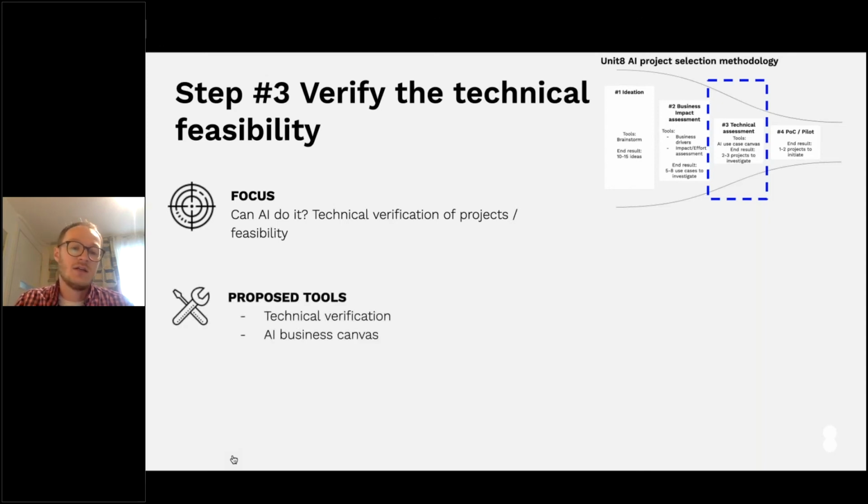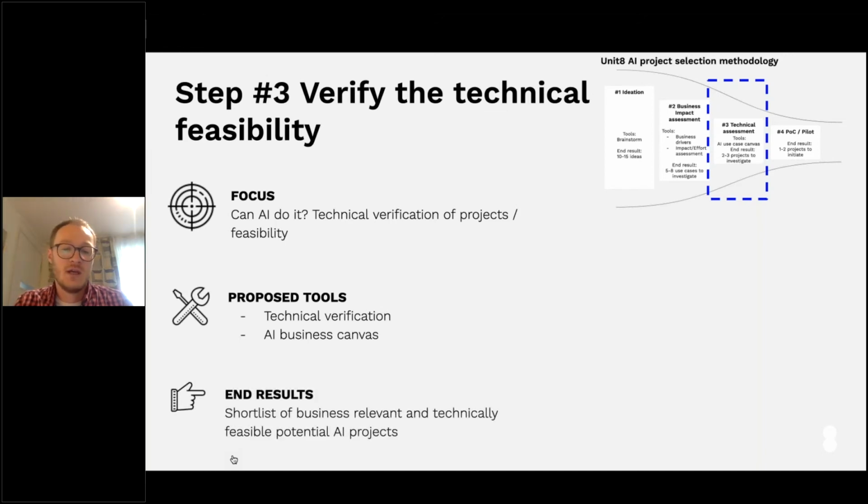And here, we're of course using some tools like the technical verification, and we're also building something that we call the AI business canvas. It's basically a foundation for the future business case that usually needs to be created in order to pilot a particular project. And by the end of this step, we're usually seeing that the list goes down to really 2-3 ideas for projects that have been vetted from the technical perspective and from the business perspective as well.